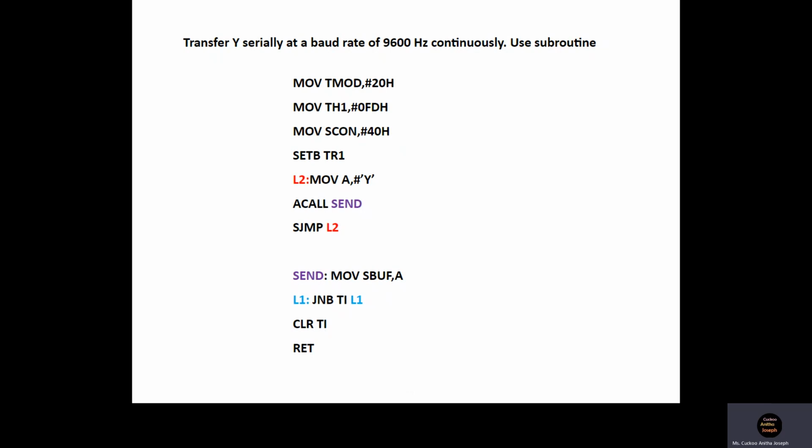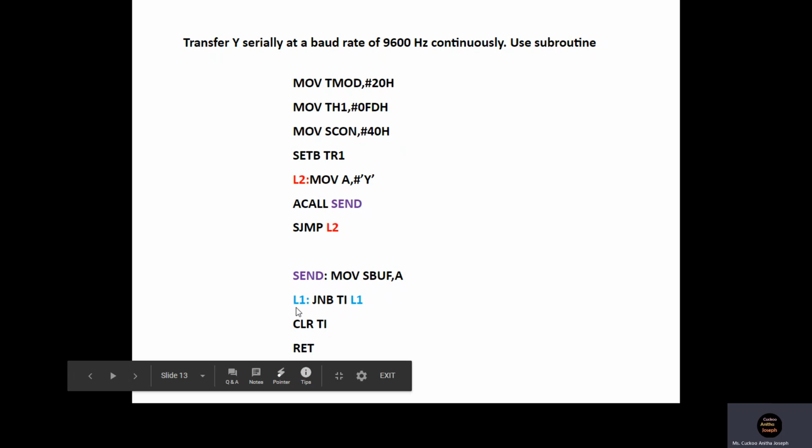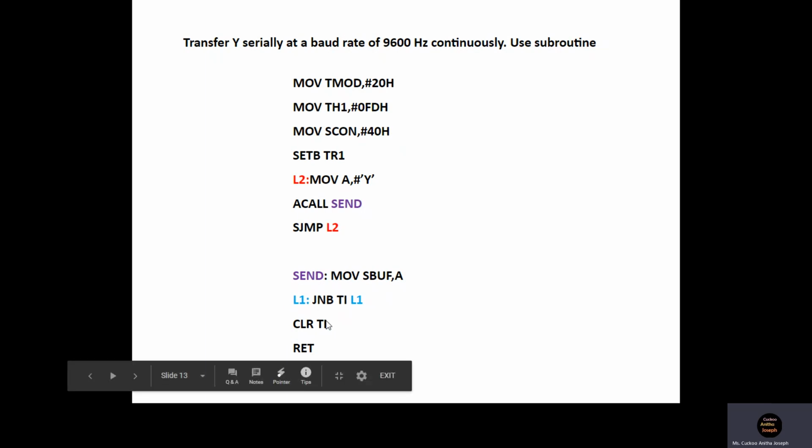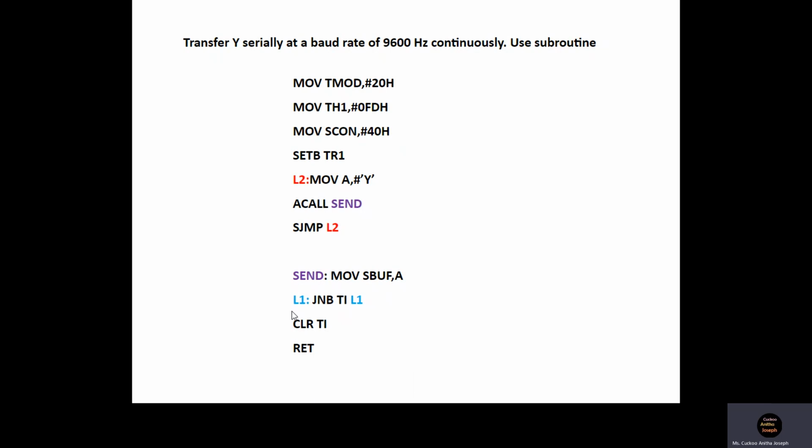out completely. So once we come out of the loop, we can clear TI so that we can monitor it for when another byte is being transmitted. So clear TI is very important. It should be cleared so that we can monitor the next byte of data.